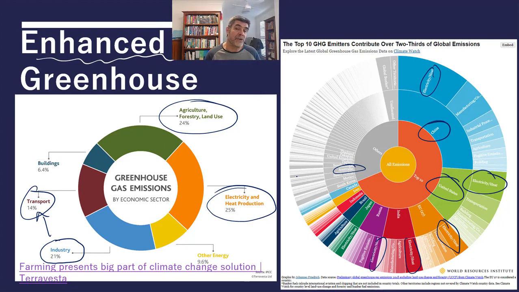Here's some of the contributions to greenhouse gases. Here's some of the problems, in a sense of what are we going to do about these massive contributions to greenhouse gas emissions, to this enhanced greenhouse effect. How are we going to try and address some of these areas?